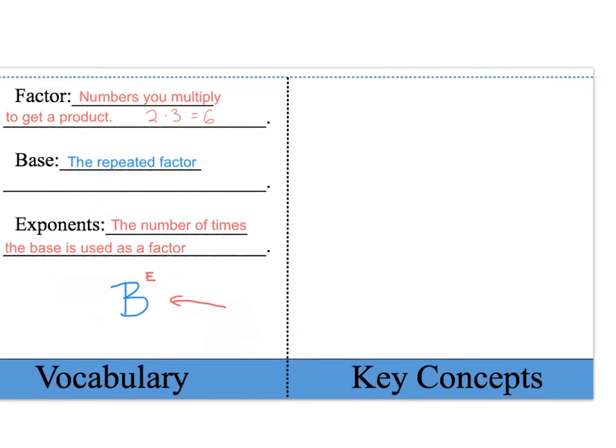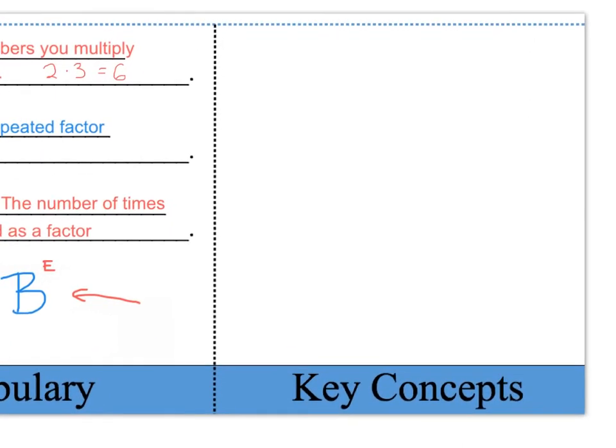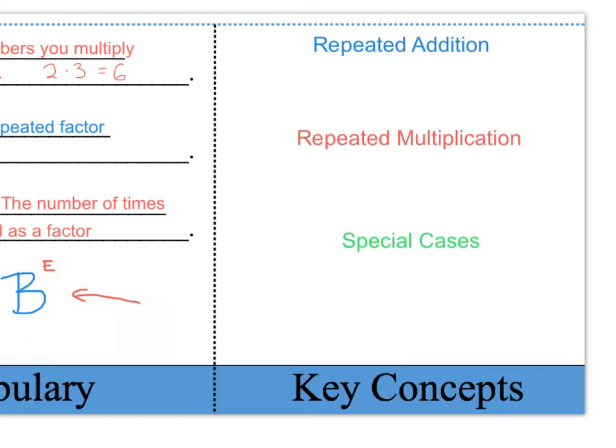So now let's talk about some of the key concepts. So repeated addition usually looks like this. I can continue to add 3 to itself, and this expression is equal to 3 times 4. And the reason why I'm saying 3 times 4 is because 3 is repeating 4 times. Notice there are no exponents in repeated addition.